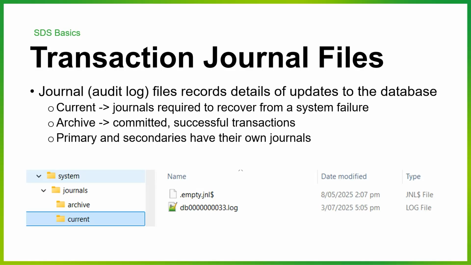The difference between the current and archive folders is that the current folder contains all the journals required to recover from a system failure or to abort any uncompleted transactions. The archived folder contains all the journals which are no longer necessary for immediate recovery or to undo failed or incomplete transactions. However, this does not mean they are not important.